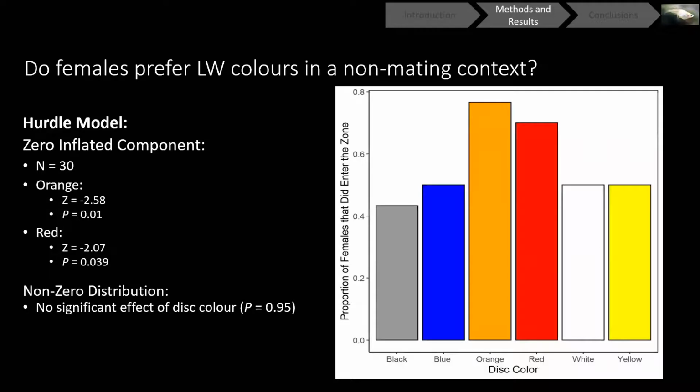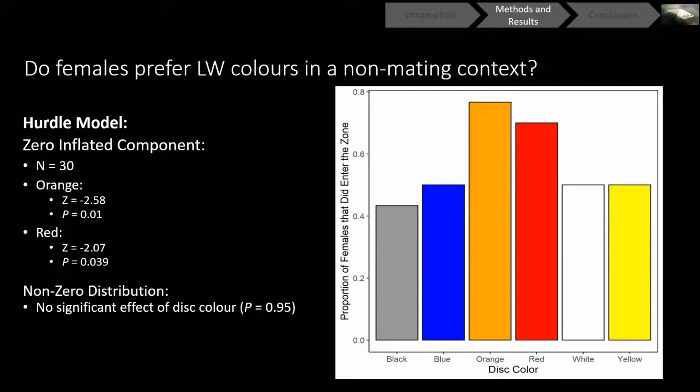When analyzing these, one thing is that in a lot of the trials, females only entered a subset of the discs. This led to zero-inflated data. To analyze these, I used a hurdle model, which simply fits 2 different distributions to the data. There is a zero-inflated component, and then the rest of the data is a non-zero distribution.